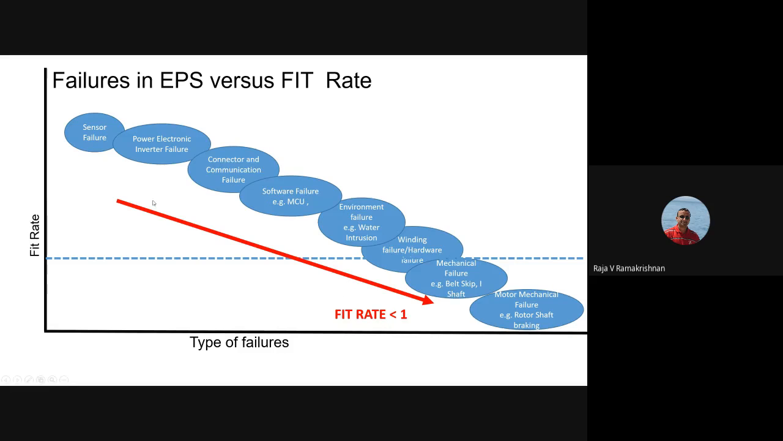Now, failures on EPS. What types of failures can you expect? You can expect a sensor failure. There's a power electronics failure, which is called inverter failures. There are connector and communication failures, and software failures. Then we move on to more mechanical and other environmental failures. Then there are motor winding failures, hardware failures. Then we come to mechanical failure, which we call belt skip or shaft failure.